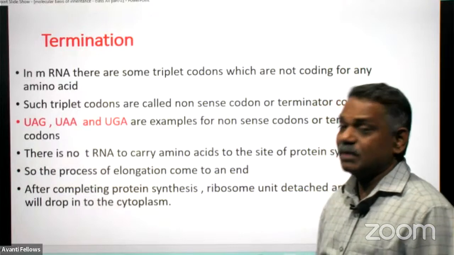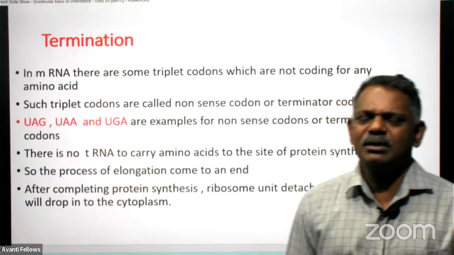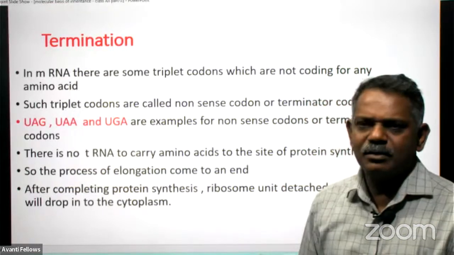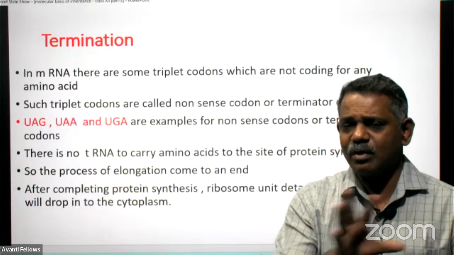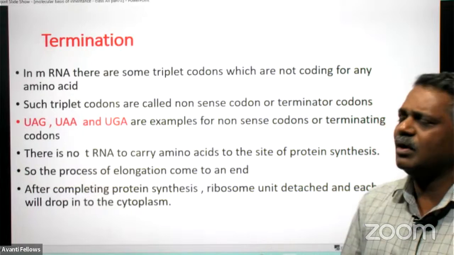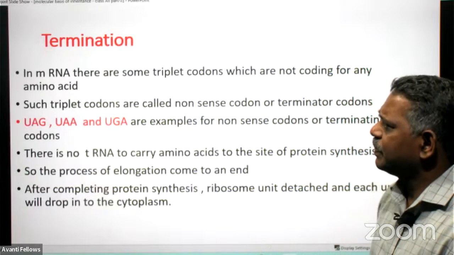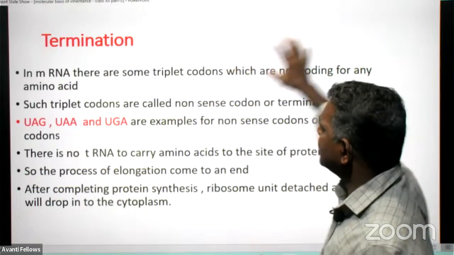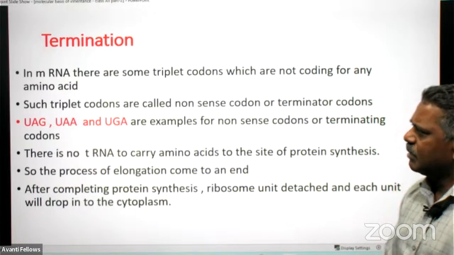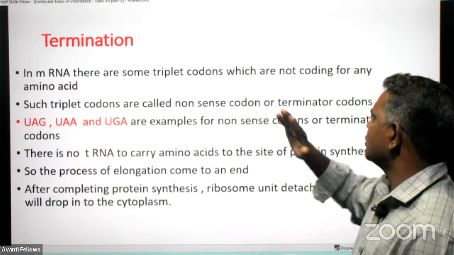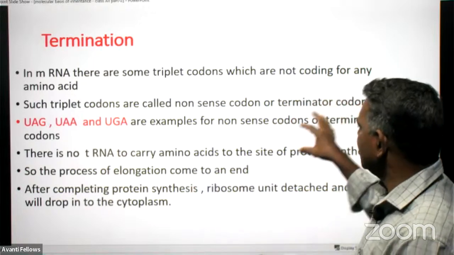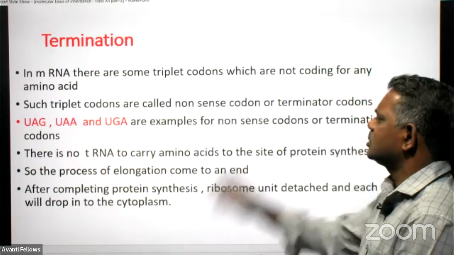Then we come to the termination. What is termination? The process where elongation comes to an end. We already discussed there is a triplet codon for stopping the process of protein synthesis, and we call it the nonsense codon. So in mRNA, there are some triplet codons which are not coding for any amino acids. Such triplet codons are called the nonsense codon or terminator codon or stop codon.